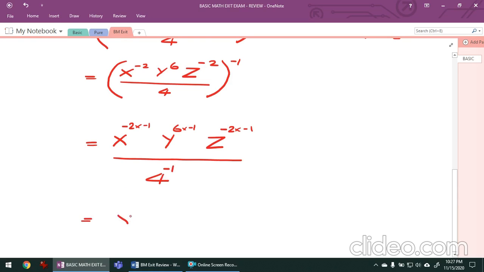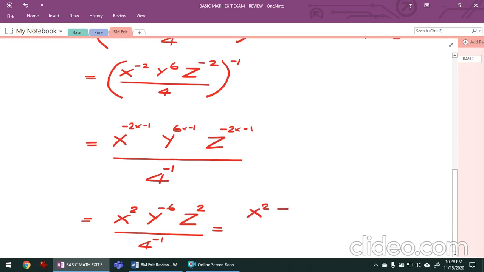Now x power, what is minus 2 into minus 1? Plus 2, because minus into minus is plus. Now this will become 6 into minus 1, minus 6. Z power minus 2 into minus 1, you have plus 2. Divided by 4 power minus 1. Now when you write the answer, all these powers should be positive. If it is already positive, don't change. So we have x power 2 here.